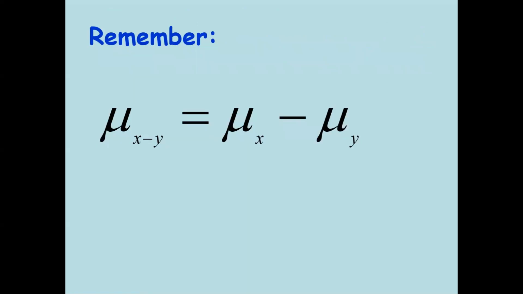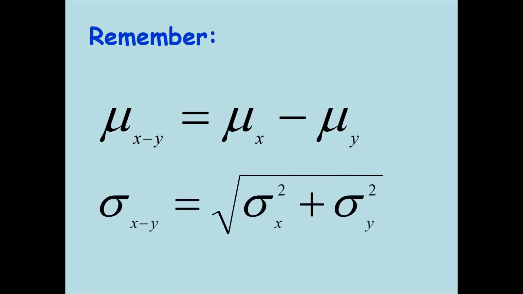So remember, when we have means, x-bar minus y-bar, we're going to take just the two means and subtract. But never, never, never do we directly add or subtract standard deviations. We think Pythagorean theorem: the square root of your first standard deviation squared plus your second standard deviation squared.